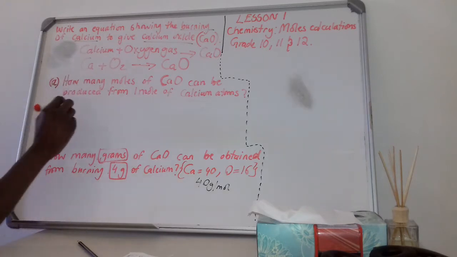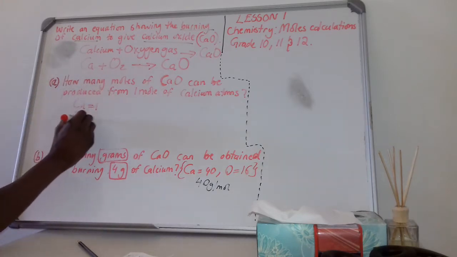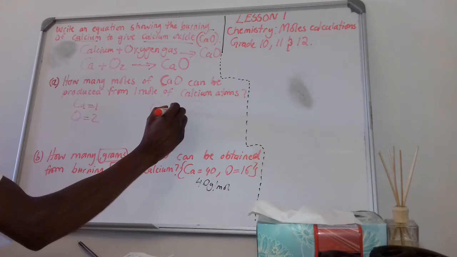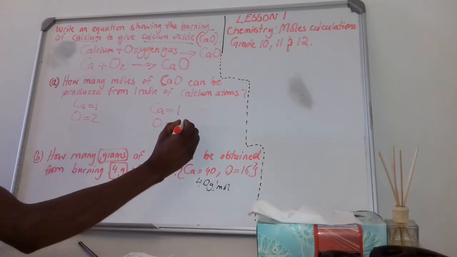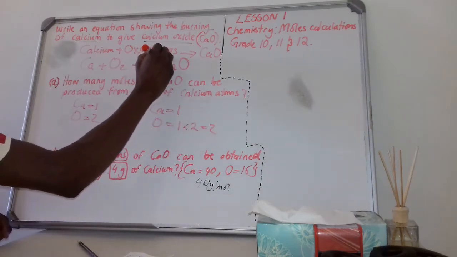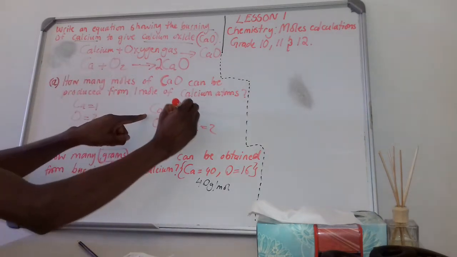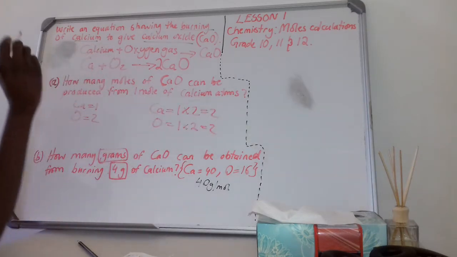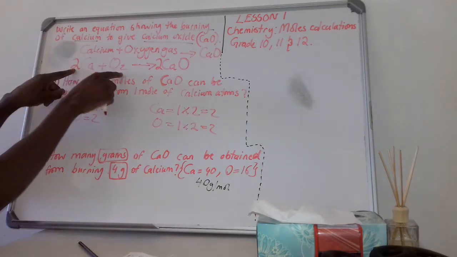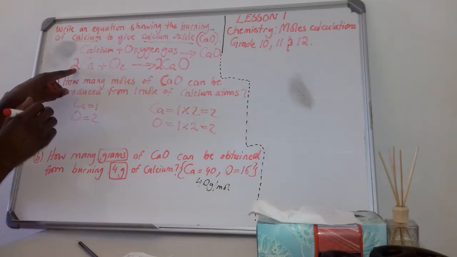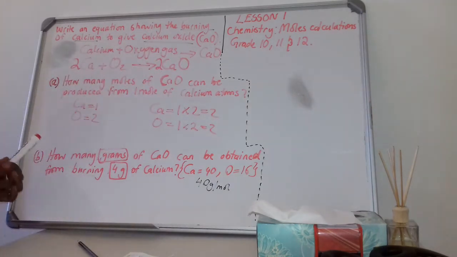Calcium is 1 atom on the left hand side, oxygen 2 atoms; calcium here 1 atom, oxygen also 1 atom. So if we balance oxygen, we multiply this by 2 to get a 2, so we put a 2 there. That means calcium is also affected, we must multiply by 2 to get a 2, and that means we should also add a 2 in front here. And this 2 is just for calcium, it's not for oxygen. So now, 2 calcium atoms, 2 calcium atoms, 2 oxygen atoms, 2 oxygen atoms. So the equation is now balanced.